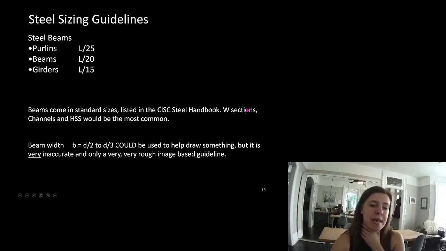So for beams, W's and channels would be the most common. For columns, HSS's would be more common. Beam width. Now, I hate giving the width sizing guideline.